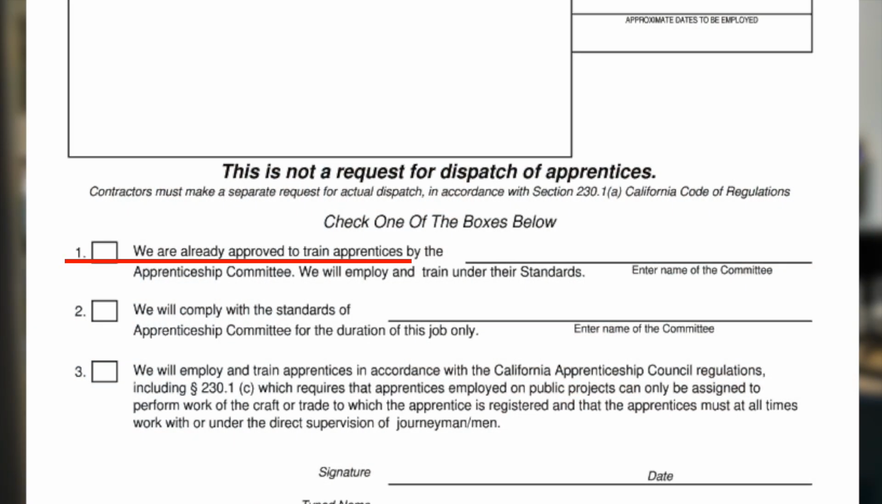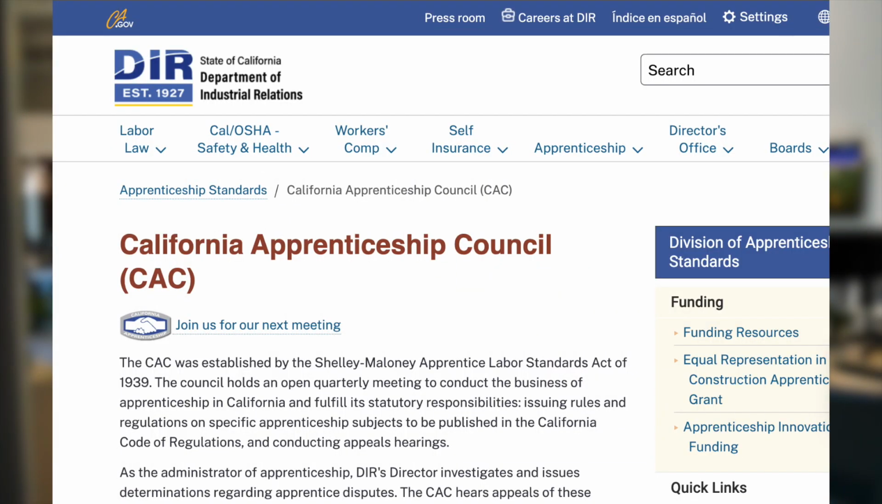If you aren't signatory to a union or you don't plan on making training payments to a union, you are likely required to make training payments to the CAC, the California Apprenticeship Council. Before getting into how training payments are made, let's discuss why contractors are obligated to make this payment.